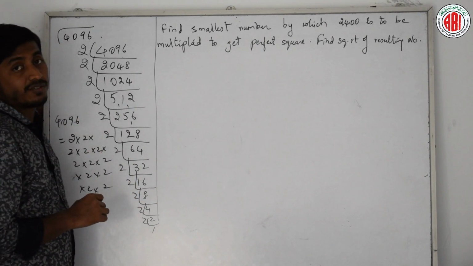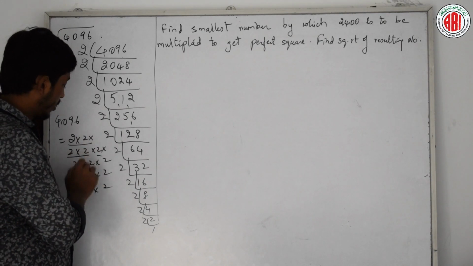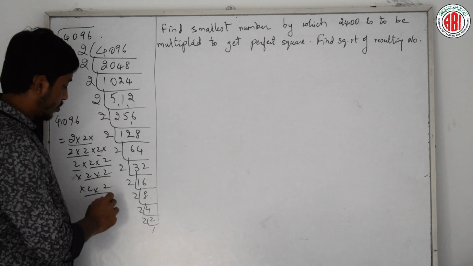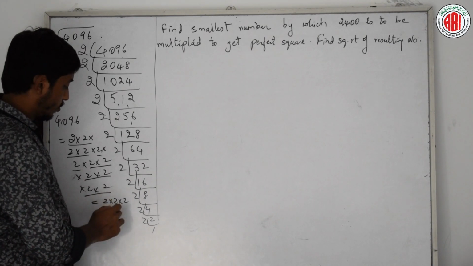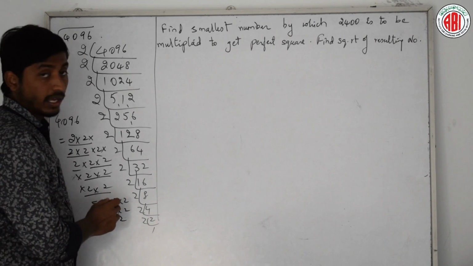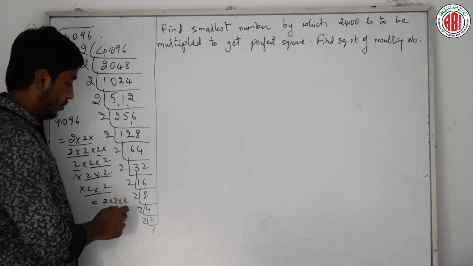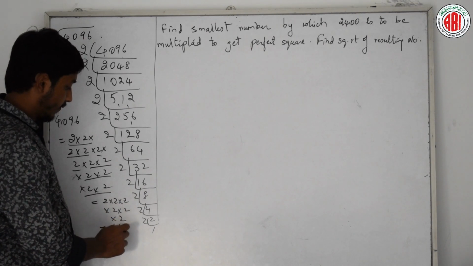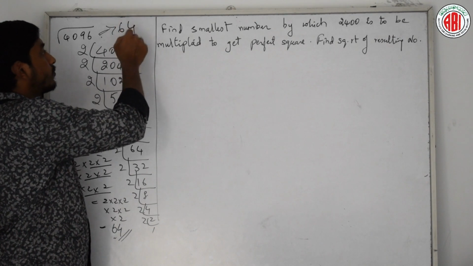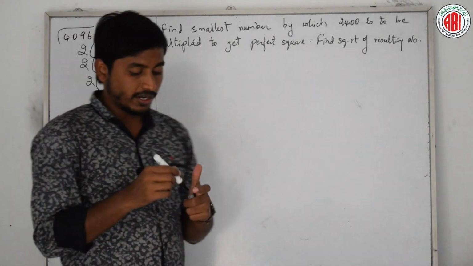In order to find the square root, I have to take 2 2s common. 1, 2, 3, 4, 5 and 6. That is 2 into 2 into 2 into 2 into 2 into 2. What is the answer? 2 2s are 4, 4 2s are 8, 8 2s are 16, 16 2s are 32 and 64. Therefore, the square root of 4096 is 64. Did you understand? Is it not easy to solve?